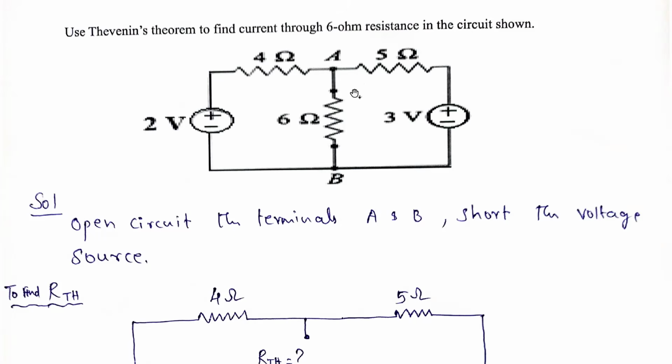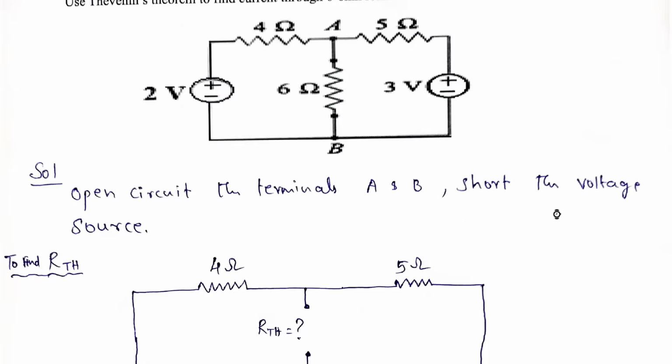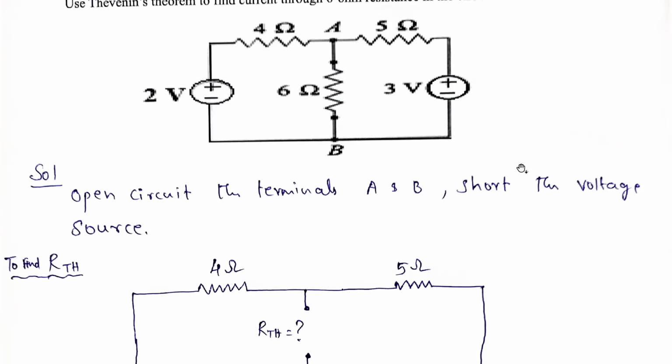So what are the questions that we have seen in the previous problems? All the resistance will be in the last as the load resistance, so it is very easy to solve. Here they somewhat twisted the question. They asked to find the current through the 6 ohm resistor that is in between these two points, A and B. So solution: first open circuit the terminals A and B, and short circuit the voltage source.